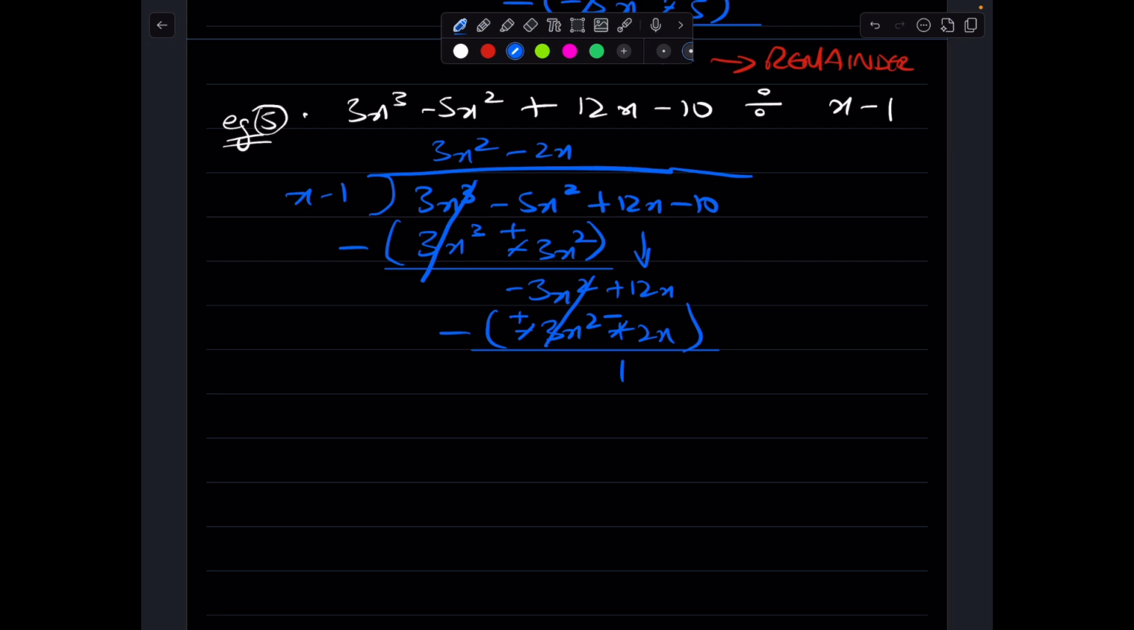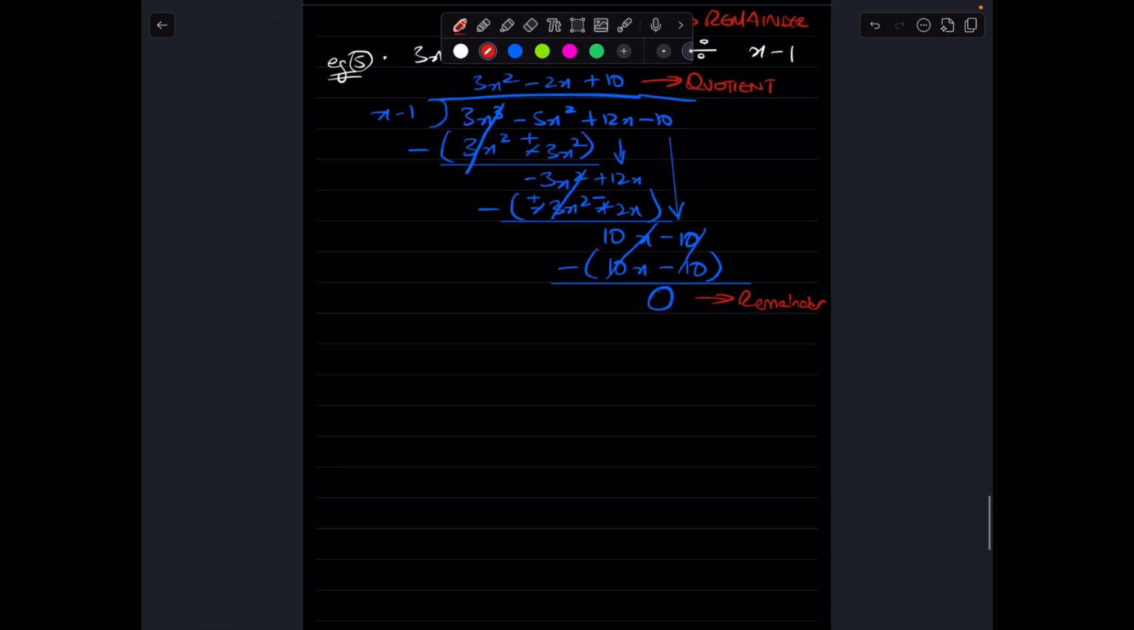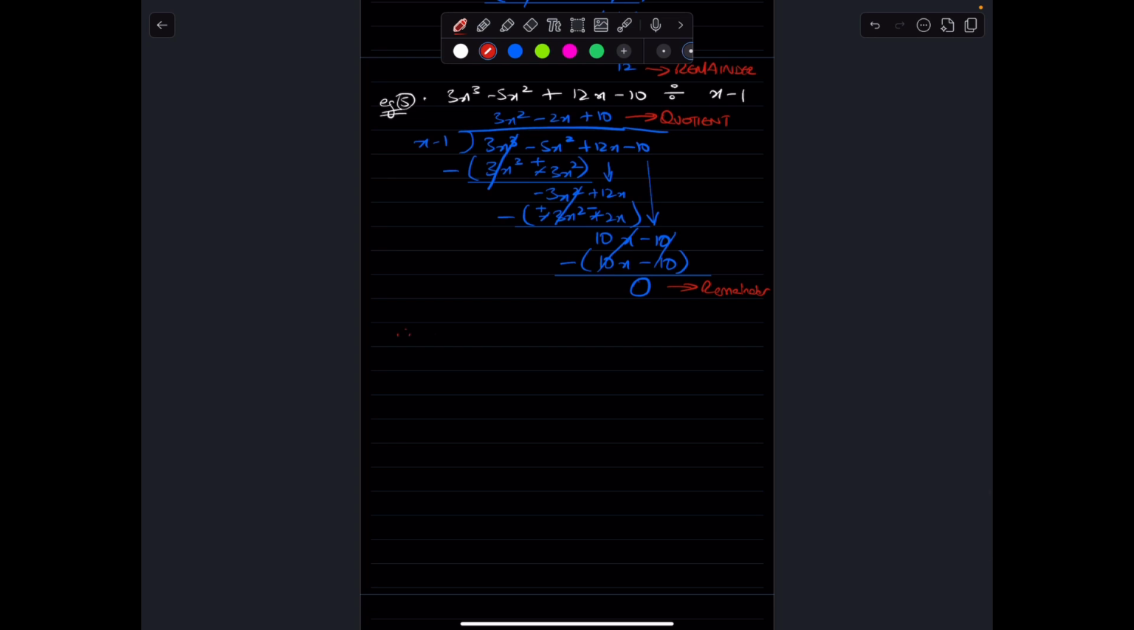and so we have 10x here. We'll bring minus 10 down and so we'll have to multiply x minus 1 with 10 and we have 10x minus 10. We subtract the whole thing and both these things cancel out. So we have a 0 here. Again, this, my friends, is the quotient and this is the remainder. And since the remainder is 0, we can conclude that x minus 1 is a factor of 3x cubed minus 5x squared plus 12x minus 10.